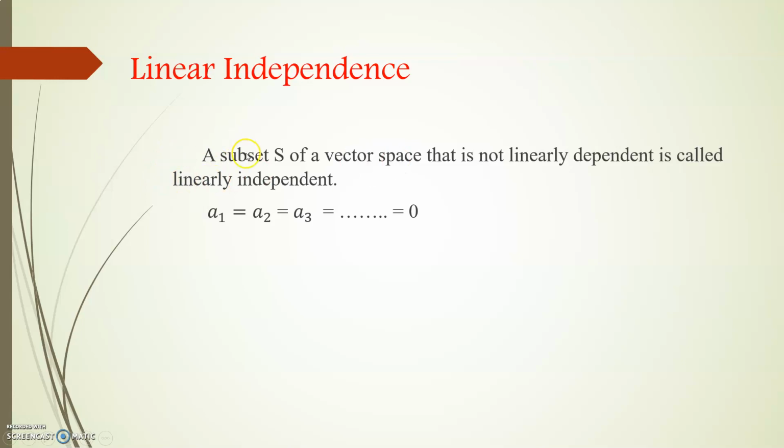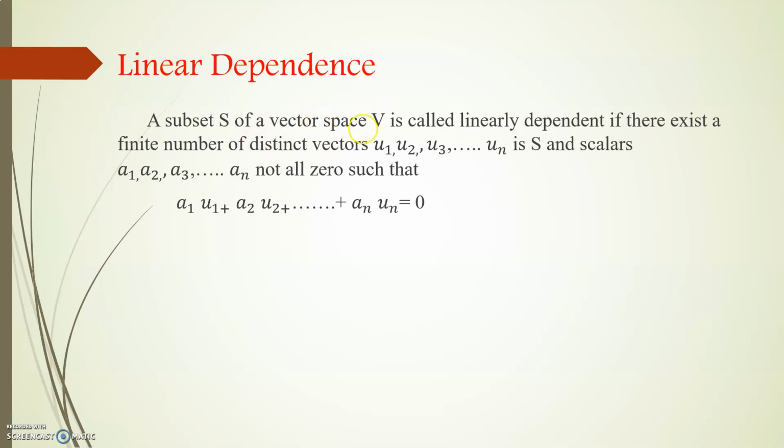Linear independence. A subset S of a vector space that is not linearly dependent is called linearly independent. If a1 equal to a2 equal to a3 equal to 0, so all the scalar values equal to 0, then the set S is linearly independent. Previously we saw linearly dependent, where not all the values are equal to 0. If any one of the values can be 0, then the others must not be equal to 0.